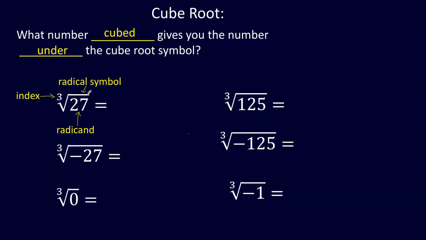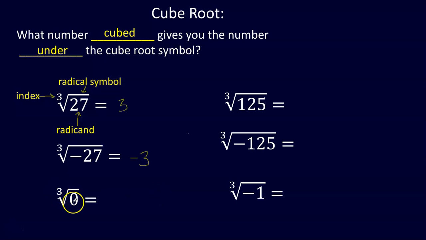So we're asking ourselves, what number cubed gives us 27? Well, 3 cubed gives us 27. 3 times 3 is 9, times 3 is 27. All right, let's ask ourselves this question again. What number cubed gives you negative 27? Well, that would be negative 3.